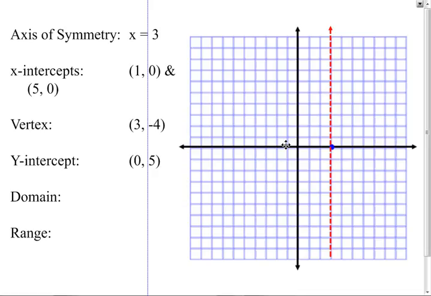So you have 1, 0 and 5, 0 here. And guess what? The axis of symmetry is exactly halfway between the x-intercepts. Where's the other one? 1, 2, 3, 4, 5. Is that halfway? The axis of symmetry is halfway, and then put the vertex in there. So draw your axis of symmetry. It's x equal to 3. Yeah, draw it. This is what you have to do in the homework.